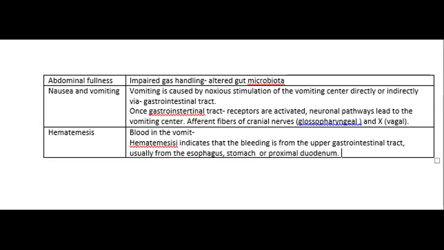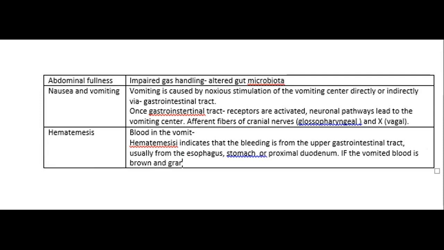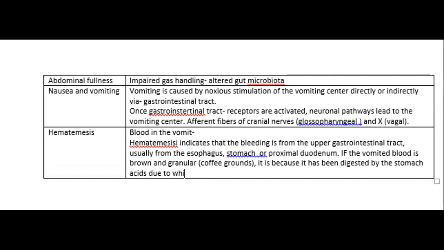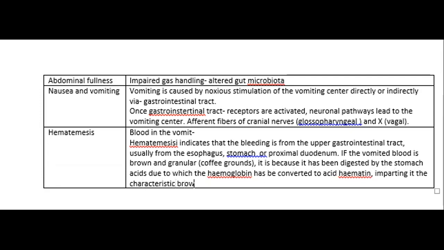If the vomited blood is brown and granular, that is coffee grounds color, then it has been digested by the stomach acids, due to which the hemoglobin has been converted to acid hematin, which imparts the characteristic brownish color.